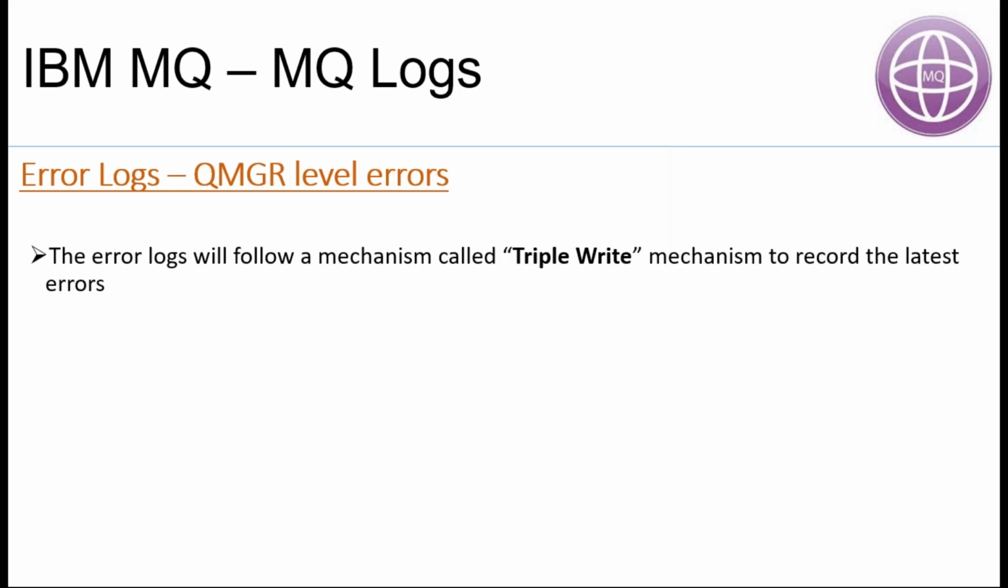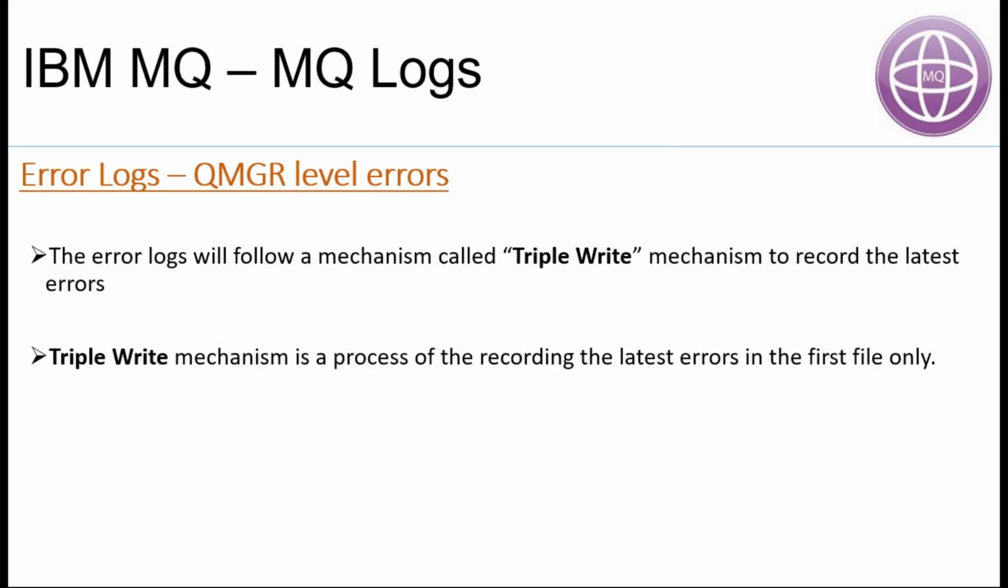The error log files follow a mechanism called the triple write mechanism to record the latest error. So before going into the logs' behavior: these logs behave in a way called the triple write mechanism. It means if any error happens in a particular queue manager, the queue manager follows the triple write mechanism to record the latest error. Now the question is, what is meant by the triple write mechanism? The triple write mechanism is a process of recording the latest errors in the first file only.